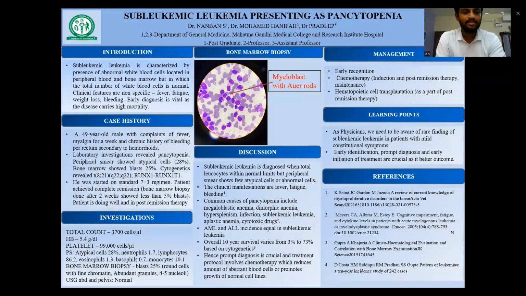Hence, prompt diagnosis is crucial, and the treatment protocol involves chemotherapy, which reduces the number of abnormal blood cells or promotes growth of normal cell lines. As physicians, we need to be aware of this rare finding of subleukemic leukemia in patients with mild constitutional symptoms. Early identification, prompt diagnosis, and early initiation of treatment are crucial as it results in a better outcome for the patient. Thank you.